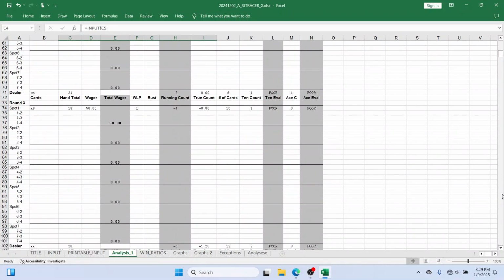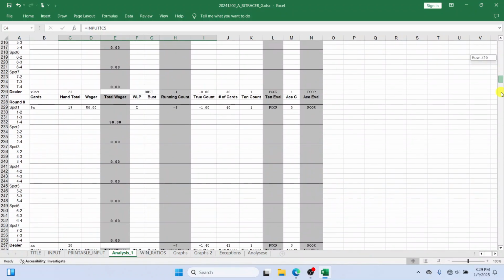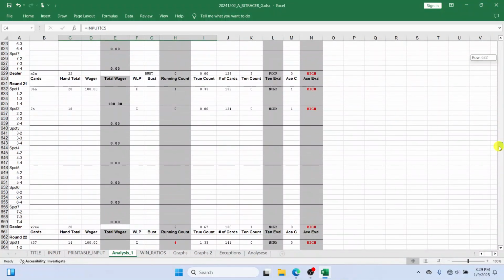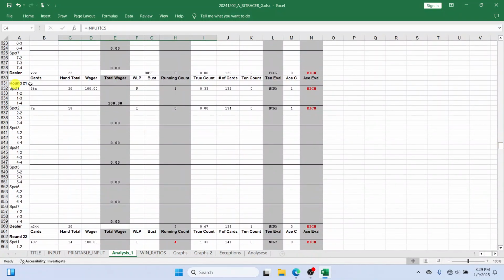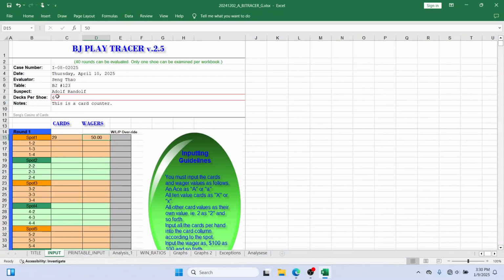So if we go down here towards the middle of it, let's go down to round 21. You'll see that from here, this hand is a push. We have someone playing spot 2 now also. Then we see the 7 and the ace. It could be the same player. We document that up in this area up here.